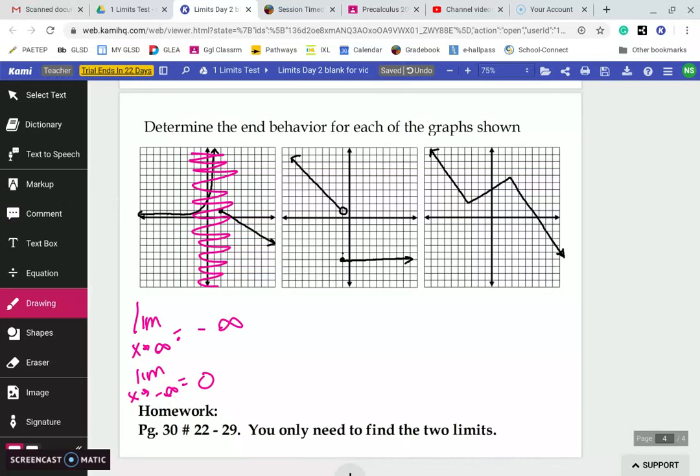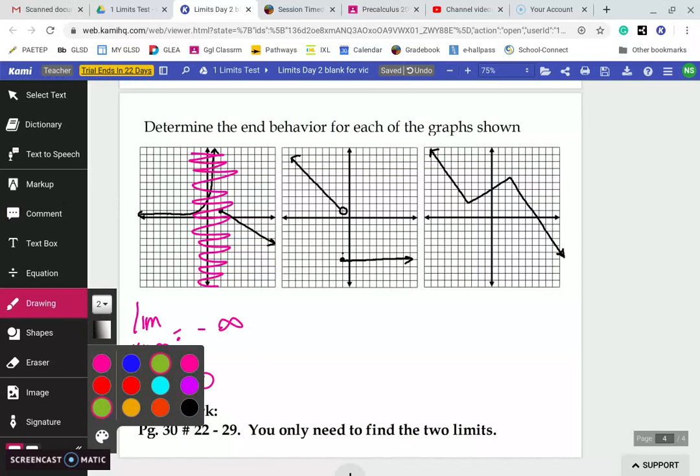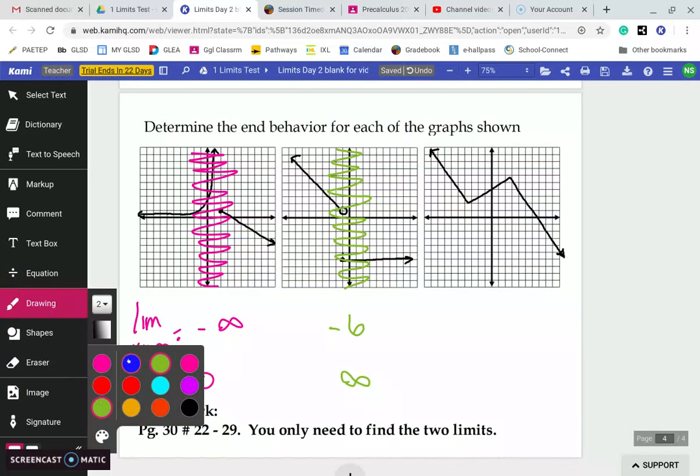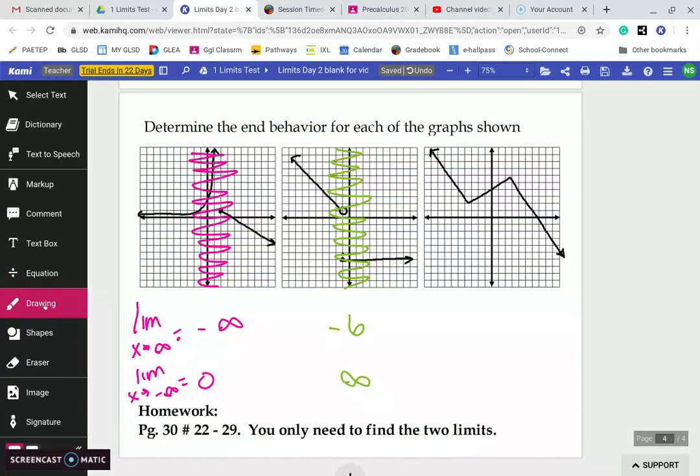For my middle one here, again, I don't care about what's happening here. To the right, my y value is going towards -6, and it's just going to stay on -6. And to the left, my graph's going towards infinity. And finally, my last graph here. Again, I don't care what's happening here. To the right, my graph's going towards negative infinity. And to the left, my graph is going towards positive infinity.